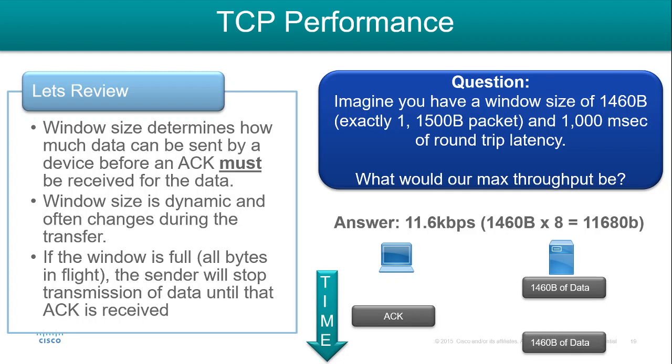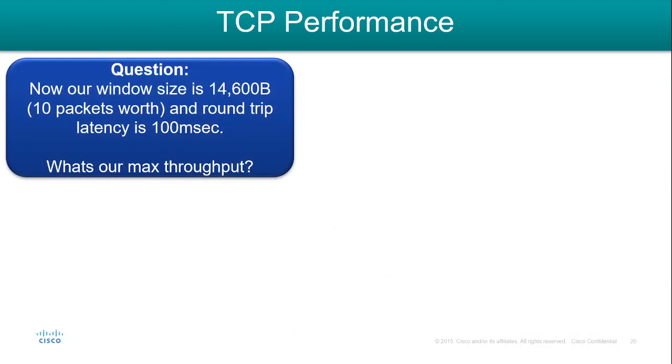This is kind of a silly example though, because we're dealing with an extremely small packet or extremely small window size and an extremely high latency, and that's not typical of what you see in a network. Instead, we're going to have something a little bit larger where we can get multiple packets and a latency that's much shorter. So let's scope this up just a little bit.